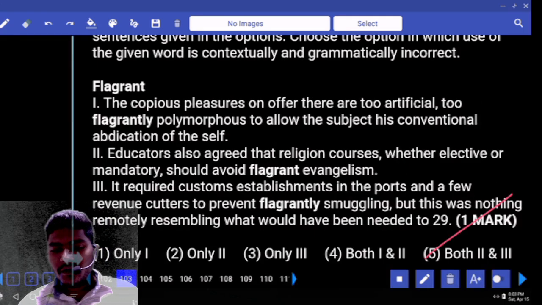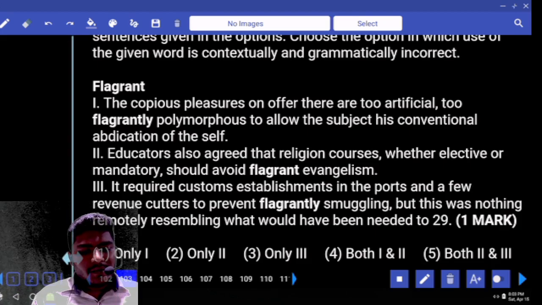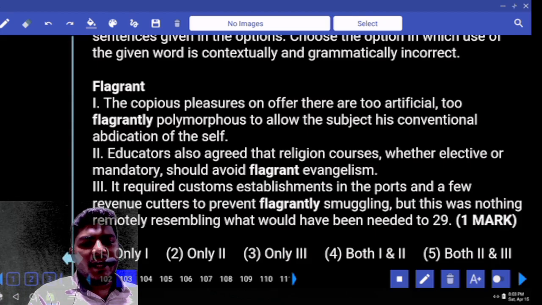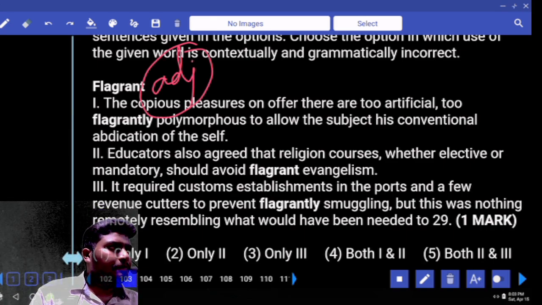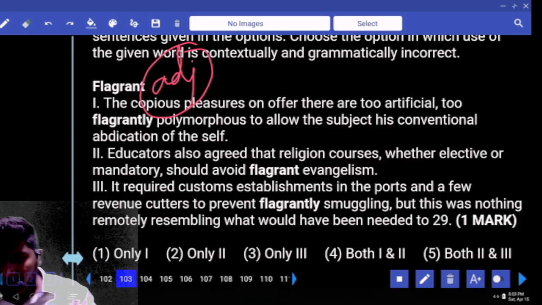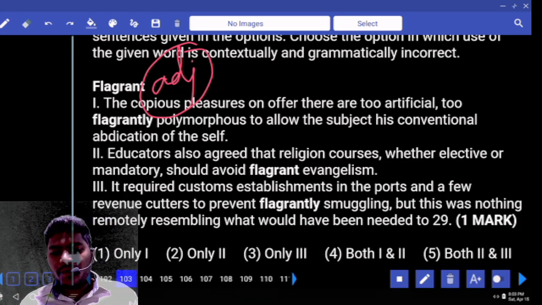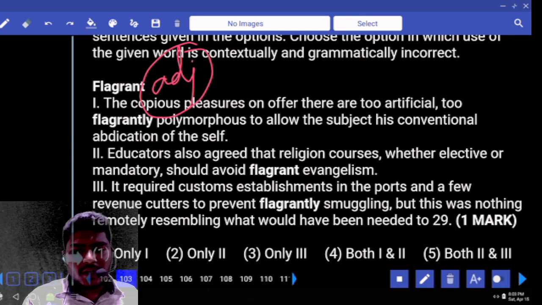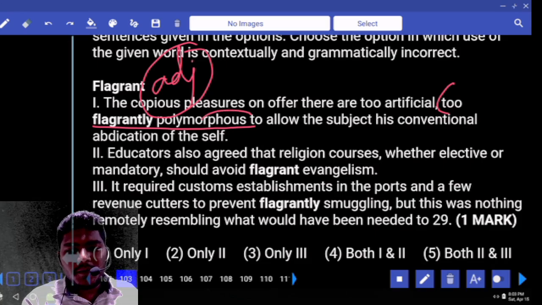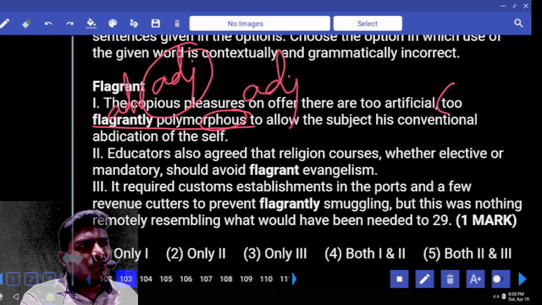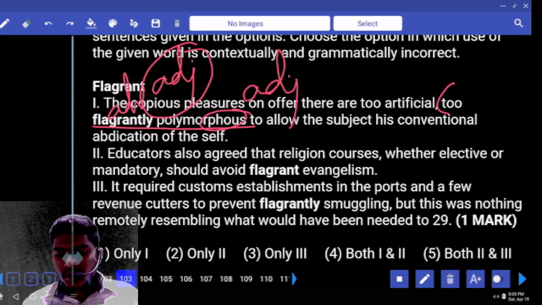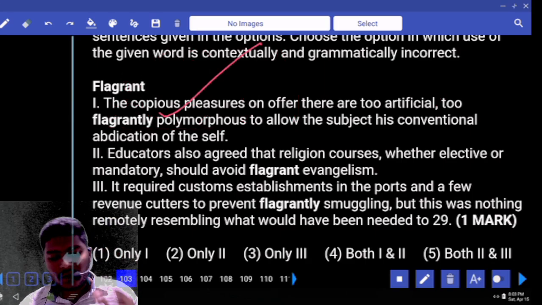Next, move to 3. What is the word here? Flagrant. Flagrant, parts of speech: adjective. Write down the meaning: offensive. Is offensive a positive word or a negative word? Negative. Okay. Now first of all look at the parts of speech. Look at the first one: flagrantly polymorphous. Polymorphous is purely an adjective. Flagrantly is changed to an adverb form. No problem. So according to the parts of speech, first one looks good.